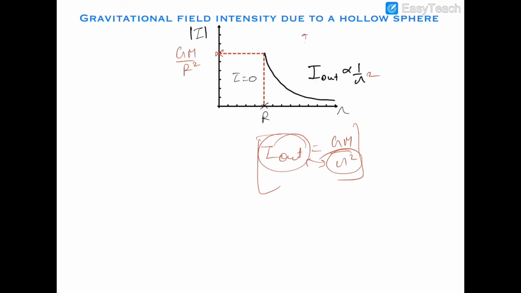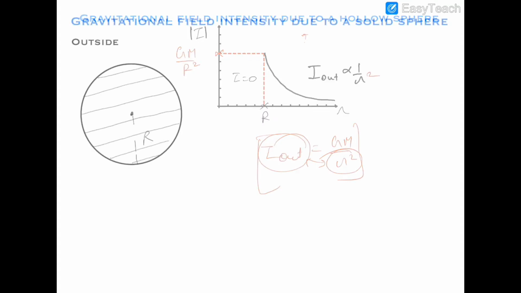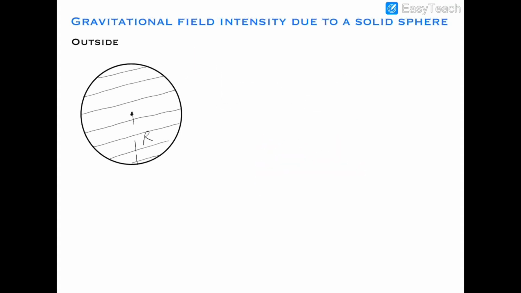Okay, so this is the complete analysis of gravitational field intensity due to a hollow sphere. Now let's move on to the next figure. In this figure, you can see that we are concerned about the gravitational field intensity due to a solid sphere. So it is a solid sphere of some mass M and radius R.